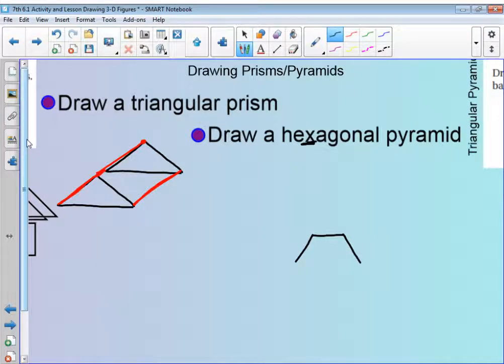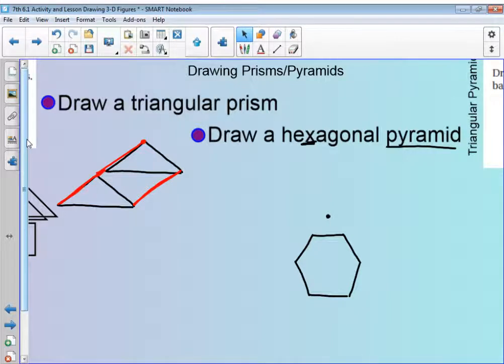And if you ever have questions, you can look in the back of your book. Your hardcover book does have some samples of each of these figures. So there's a hexagon, and it's asking for a pyramid. So a pyramid has a point. So I'm just gonna go ahead and put my point here, not very far away.